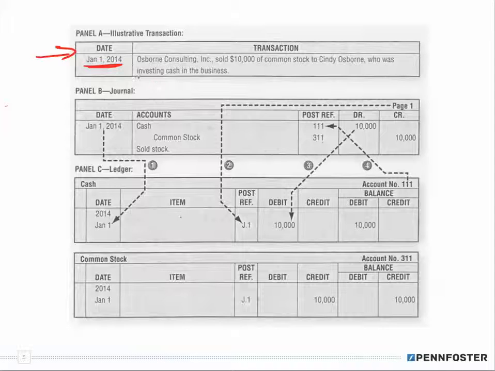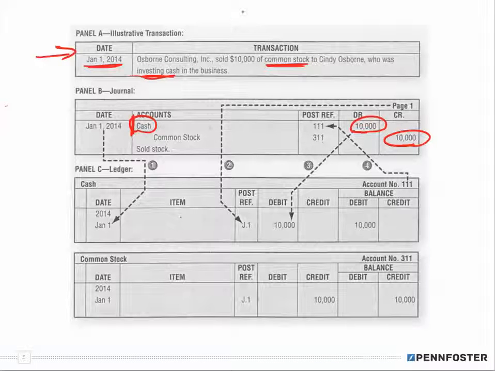Also, I'm making that flush left. So I have my cash, making it flush left, and I put the 10,000 in the debit column. Now, because my debits equal credits, that means I have to credit something else, so I put it in the credit column. And now I have to find the account. Well, I'm selling common stock, who was investing in the business.